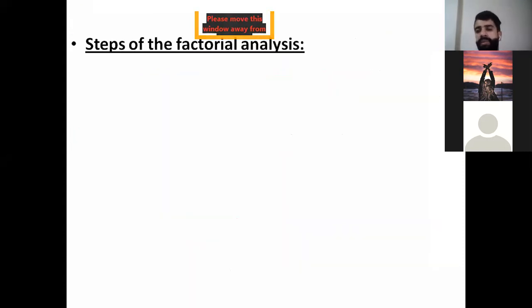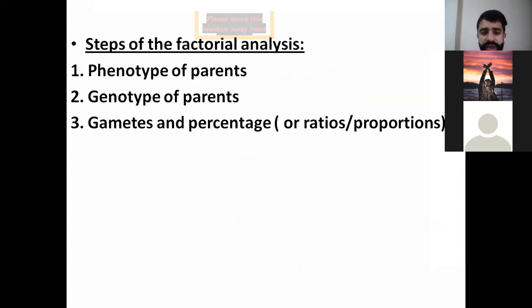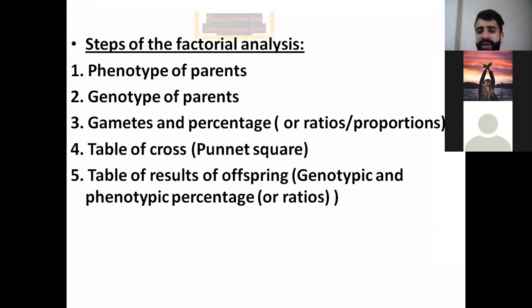Let's remember the steps of the factorial. First, phenotype. Second, the genotype. Third, the gametes. Four, table of cross. Five, the table of results. Let's start with the first part, which is about the table of cross. So the first one, you have to start with phenotype as usual.